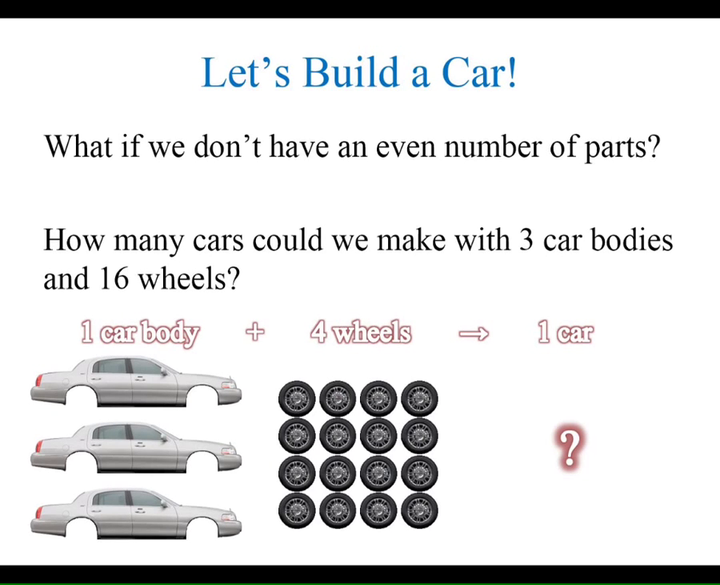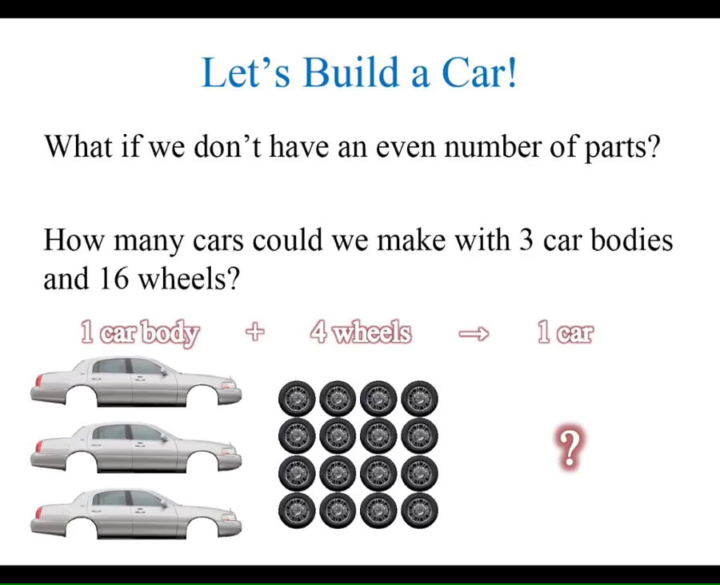So what if I don't have the 1-to-4 ratio? Let's say I happen to have a line around the car factory: 3 car bodies and 16 wheels. How many cars can I make? 3. Okay, I want you to remember how easy that was for you. It's just that easy for the chemistry, I promise you. But you get into your head, it's, oh my God, it must be harder.